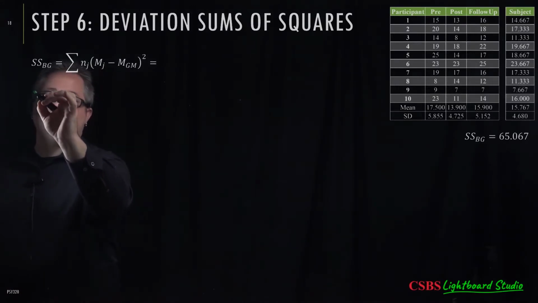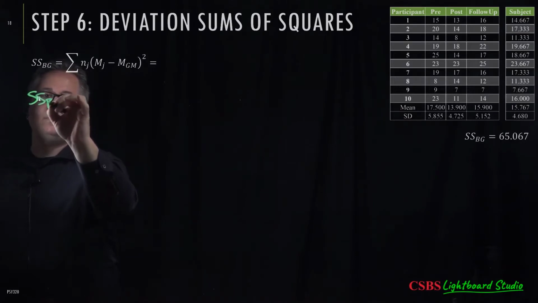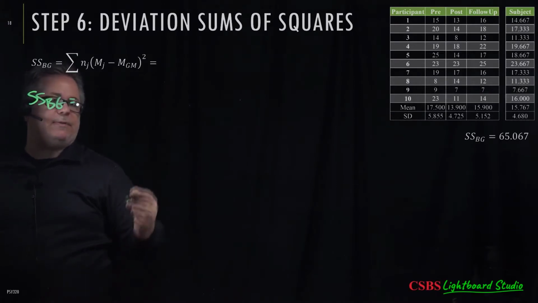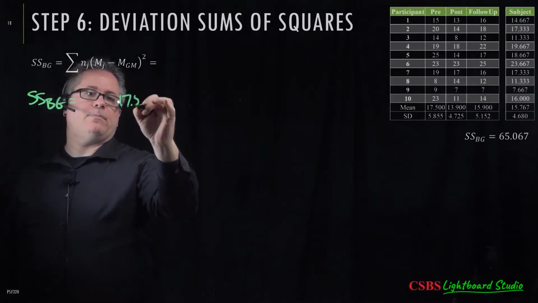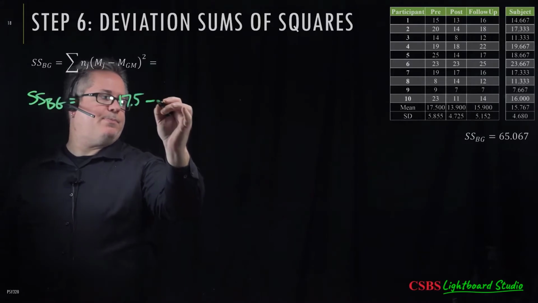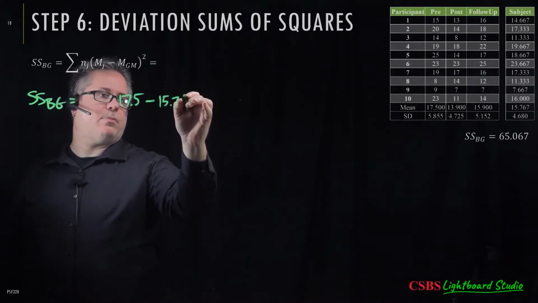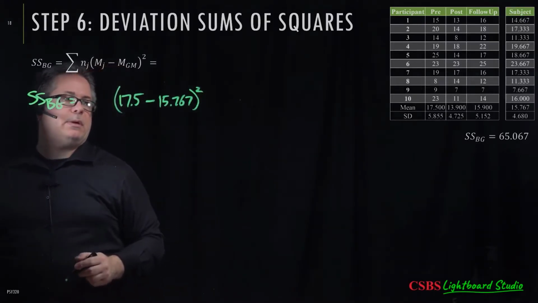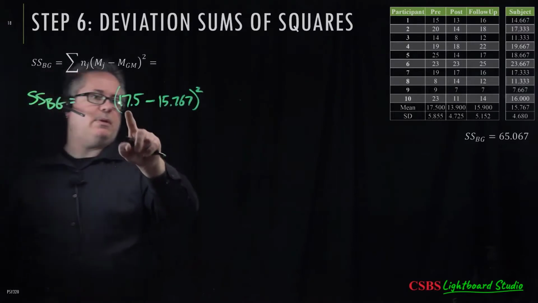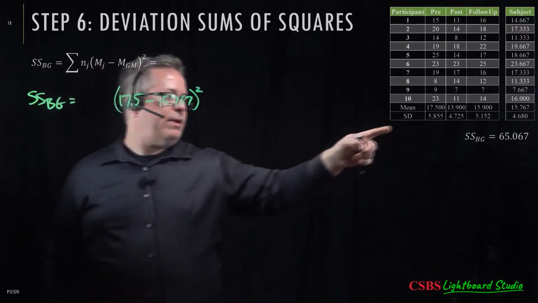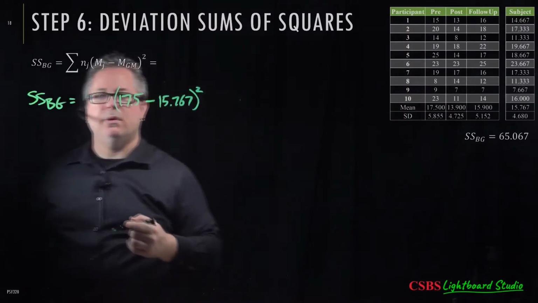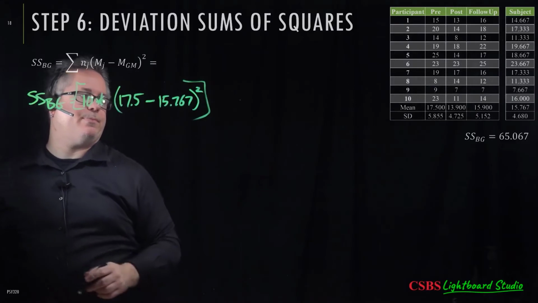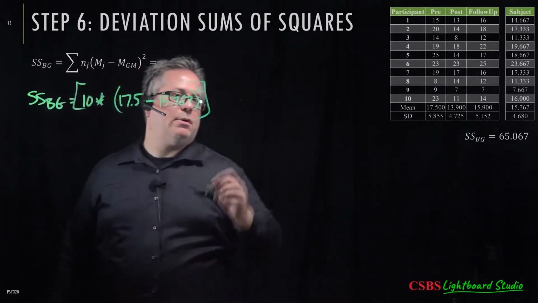Right here. So sum of squares between groups equals, I need to take my first mean, which is 17.5. Subtract from the grand mean. I'm going to square it. And it says multiply by n. Well, how many people did it take to get to 17.5? So there's 10. So 10 times that is going to be for my first group.